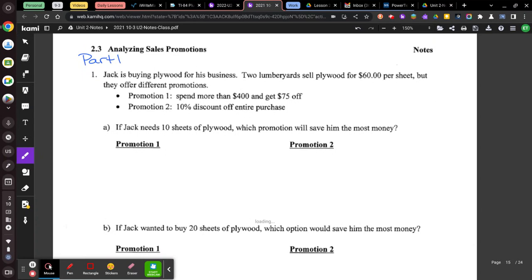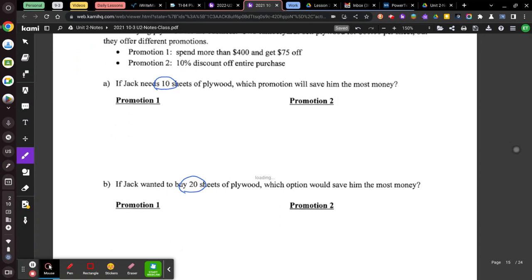It says if you spend more than $400, we'll give you $75 off. And promotion 2 says buy as much as you want and we'll give you 10% off everything. So we need to find out which one's cheaper. So promotion A says you're going to only buy 10 of them. And then B says you're going to buy 20 of them. So we're going to see which one's cheaper, promotion 1 or 2.